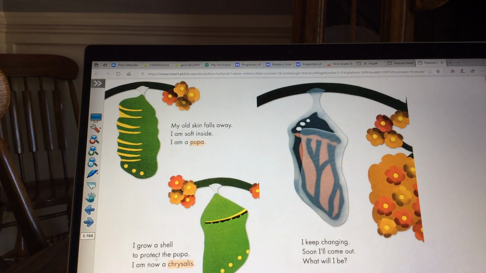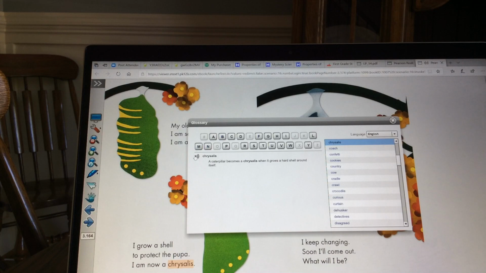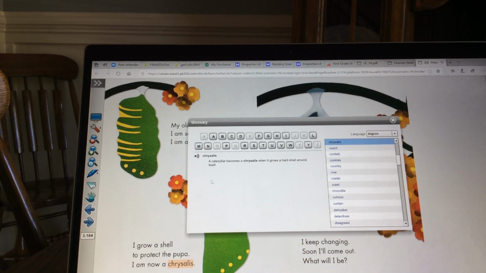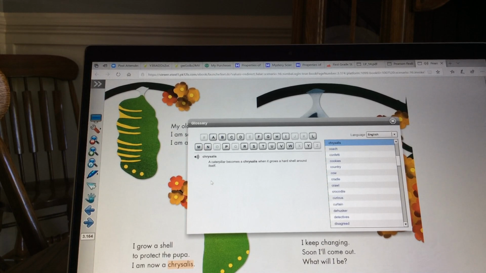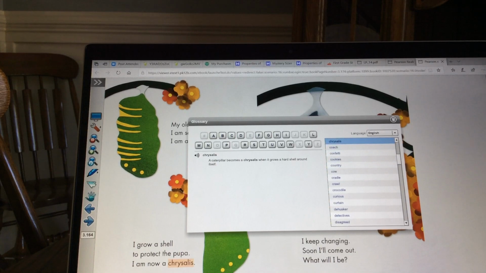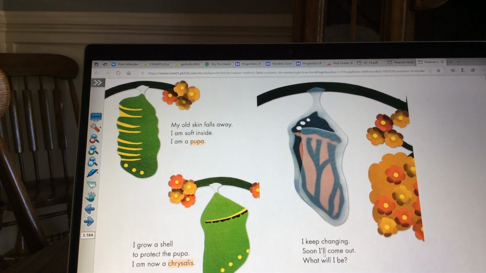"I grow a shell to protect the pupa. I am now a chrysalis." Look. Chrysalis. A caterpillar becomes a chrysalis when it grows a hard shell around itself. Cool. Next page.